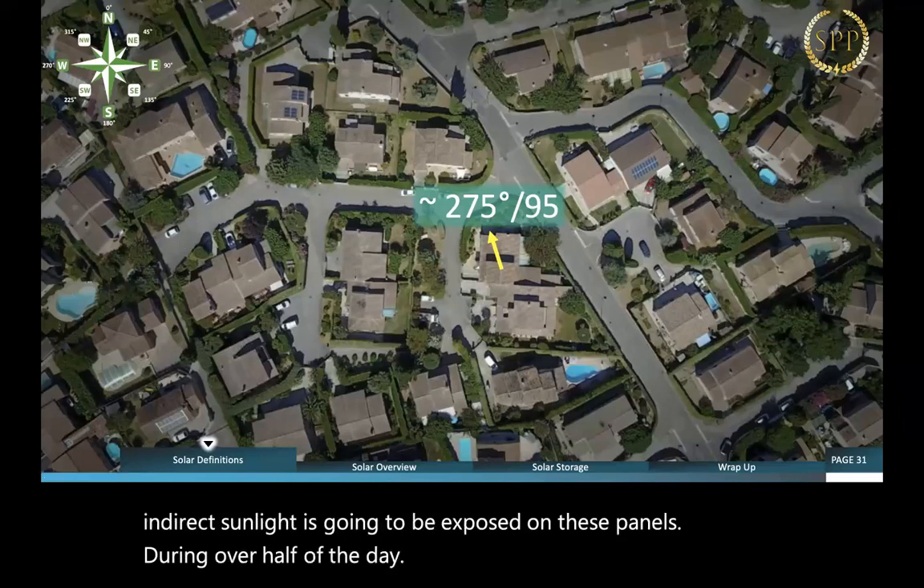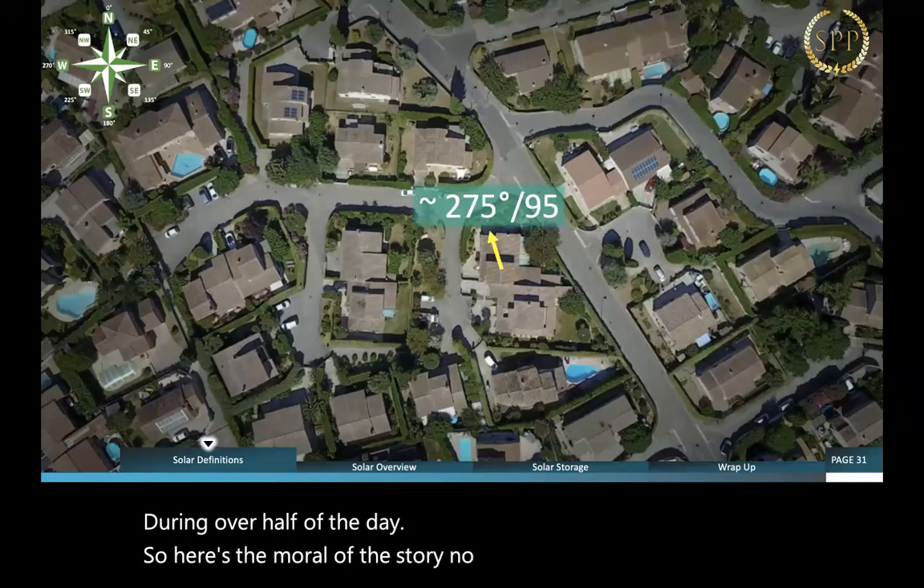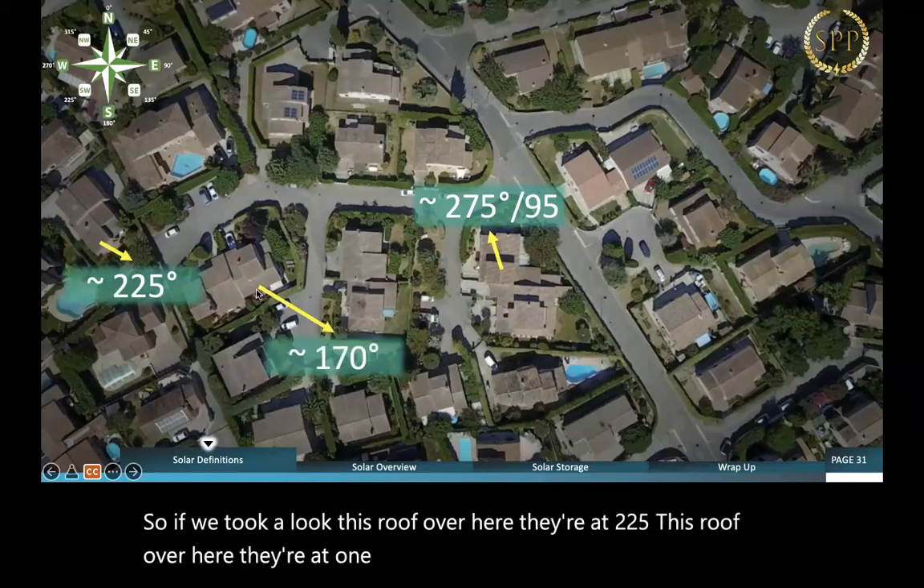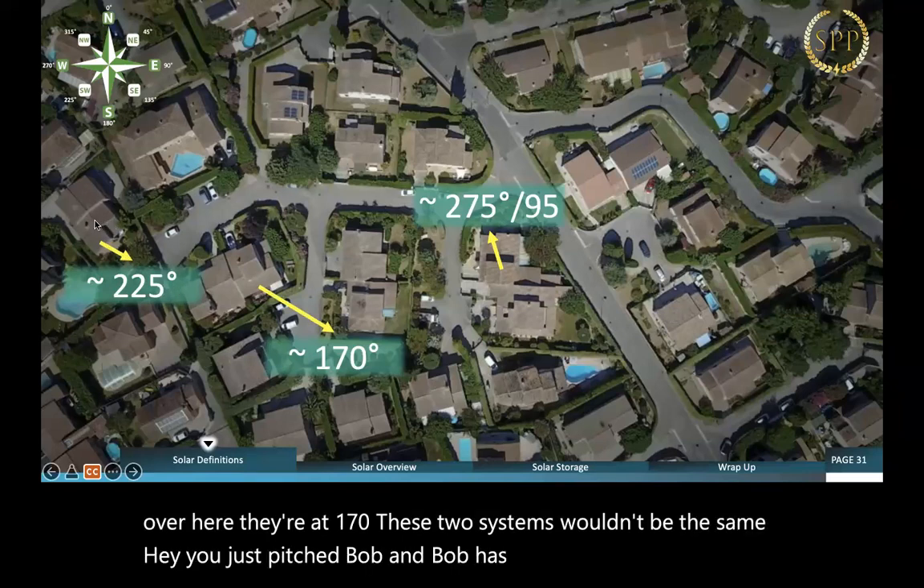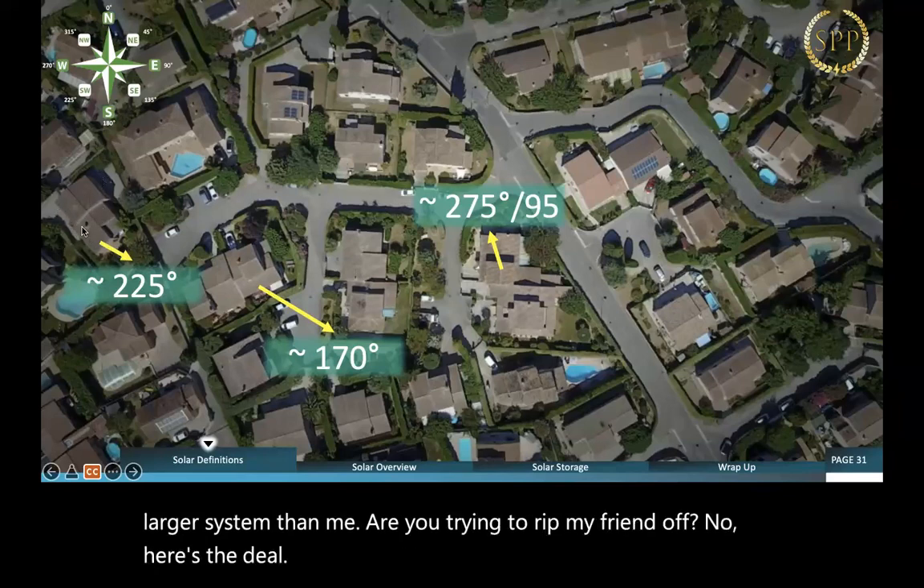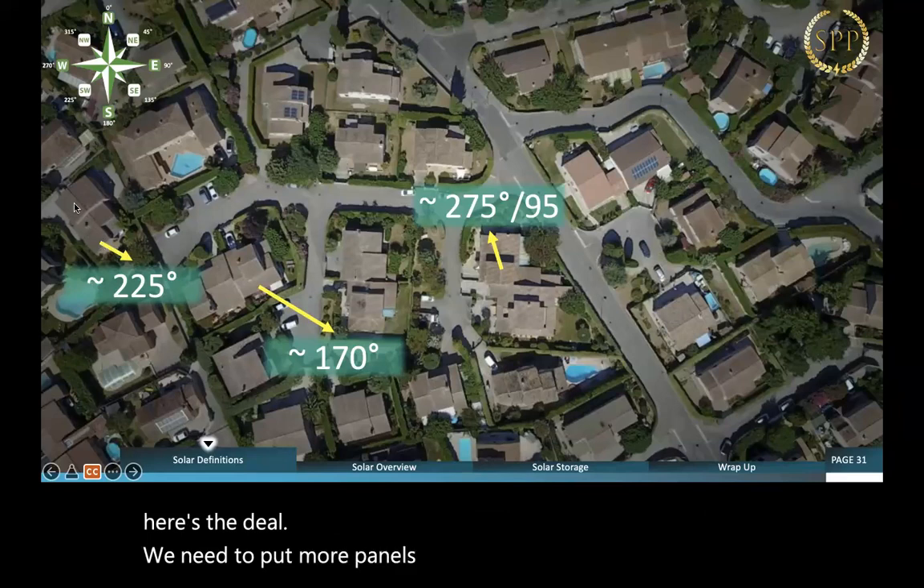So here's the moral of the story. No two system sizes are alike. If we took a look at this roof over here, they're at 225. This roof over here, they're at 170. These two systems wouldn't be the same. Hey, you just pitched Bob, and Bob is going to need a much larger system than me. Are you trying to rip my friend off? No. Here's the deal. We need to put more panels on him to create the same amount of kilowatt hours.